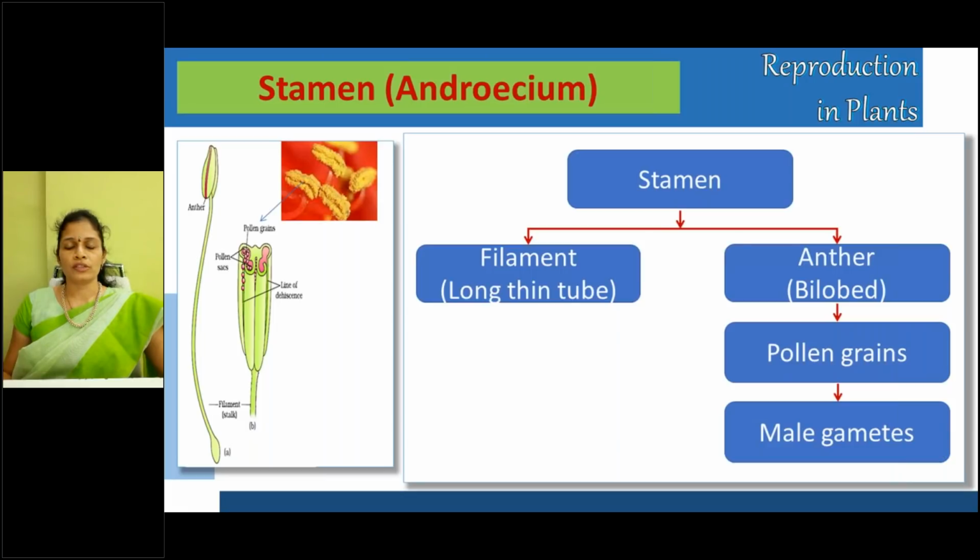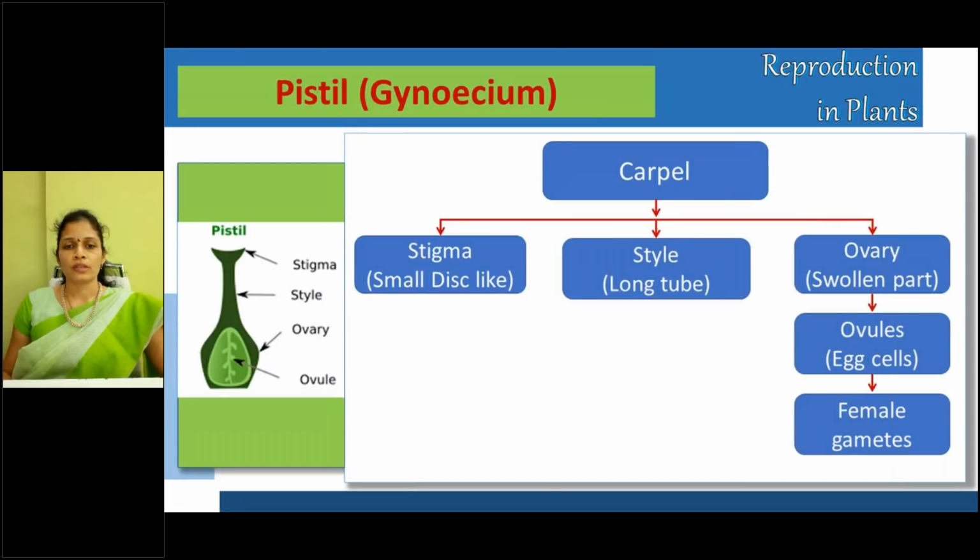What is this picture, children? Let us see this picture. This is the pistil. Pistil is also called gynoecium. This is the fourth whorl of the flower, and this is the female reproductive part of the flower.